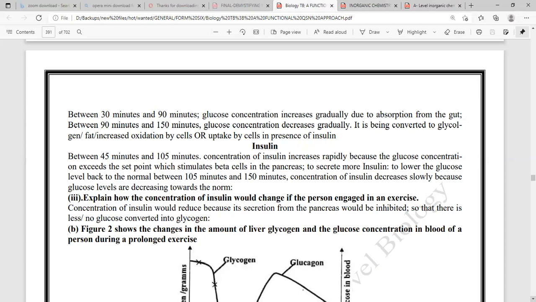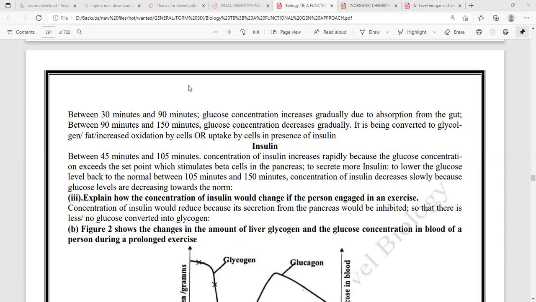So what is happening? Glucose is converted to glycogen. There is increased oxidation. So what is happening? All this happens due to the hormone insulin.